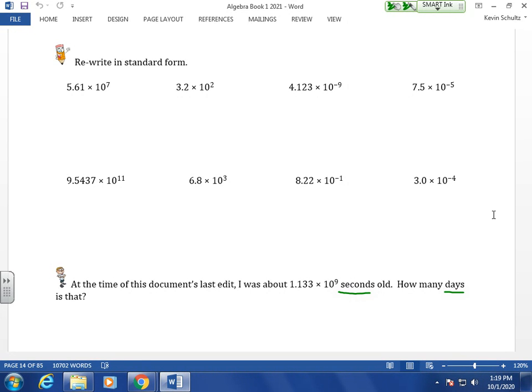So to convert from seconds to days, there are a couple different ways you can do it. You just need to remember how many seconds are in a minute? 60. How many minutes in an hour? 60. How many hours in a day? 60. I'm a little struggling. That's okay. So make sure you are answering the question that is being asked there. How many days old, not how many seconds.